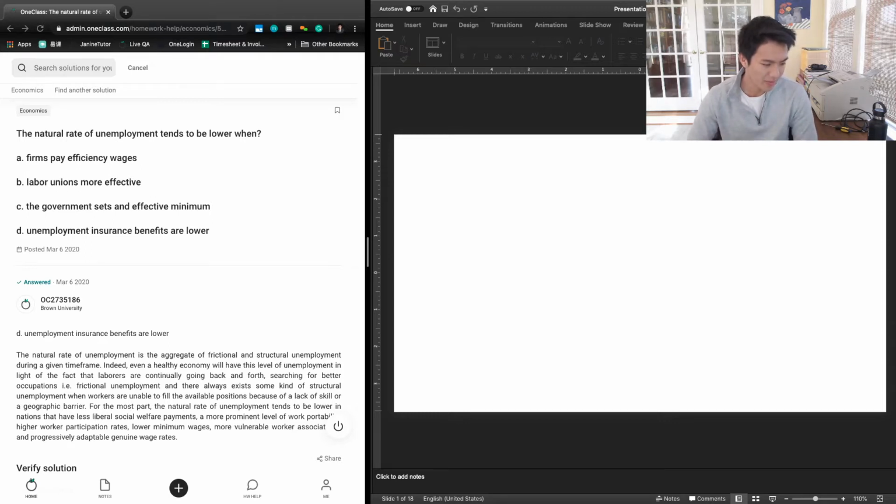So the first question says natural rate of unemployment tends to be lower when which of the following is true. And so A says firms pay efficiency wages, B says labor unions are more effective, C says the government sets an effective minimum, and D says unemployment insurance benefits are lower.